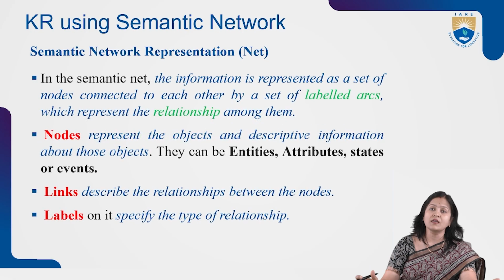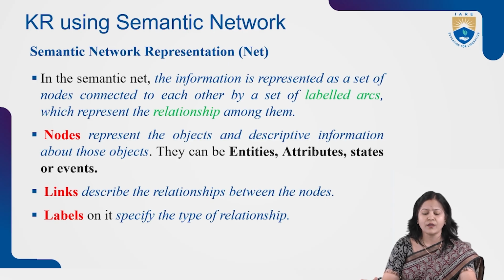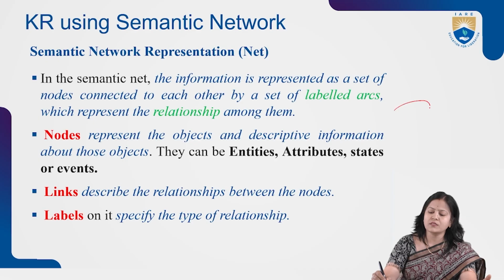Now we will understand how the graph is created and how the nodes are created. In a semantic network, the information is represented as a set of nodes connected to each other by a set of labeled arcs which represent the relationship among them. As it is a graph, it can be represented with nodes. A node can be represented with an ellipse or a rectangular box, as you like. These are called nodes.